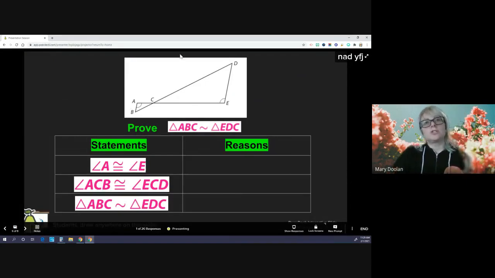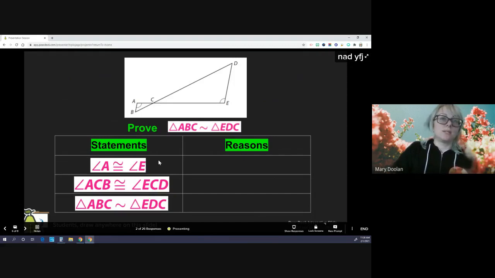So here is a picture. And in this picture, you'll notice there's two triangles. There's triangle ABC and triangle EDC, okay? We want to prove that triangle ABC is similar, remember, this is a similar symbol, to triangle EDC. And so we have some statements that we're claiming here, and then we're going to fill in the reasons why for each of these statements.